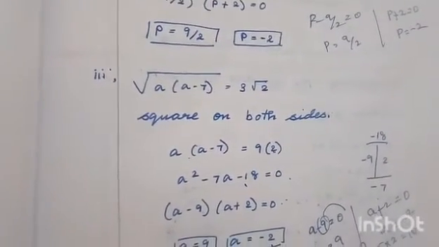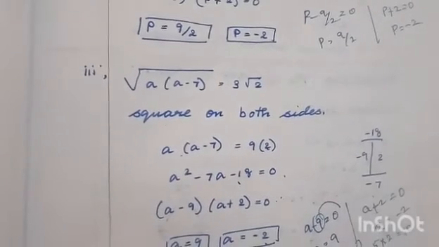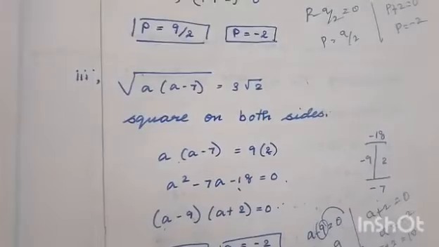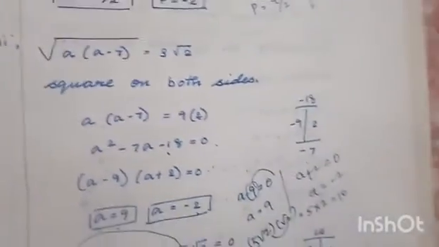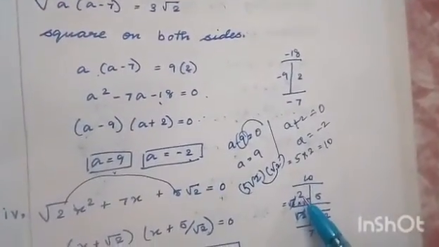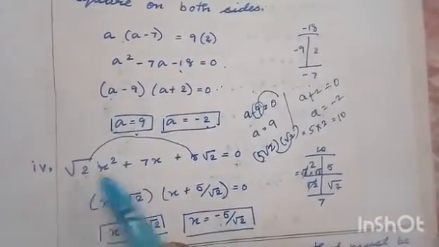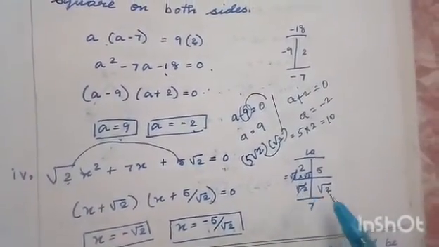Both have the same positive sign. So 2 fives are 10. So divide by root 2, for this also divide by root 2. Okay. We find the factors 2 and 5. In the beginning we multiplied with root 2, so after finding the factors, divide by root 2.